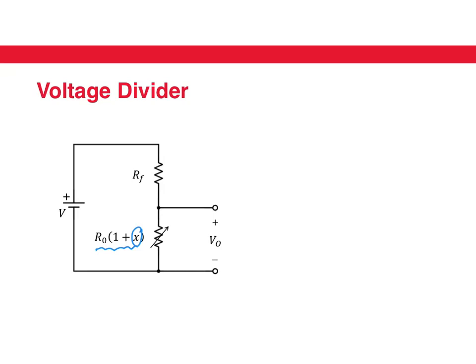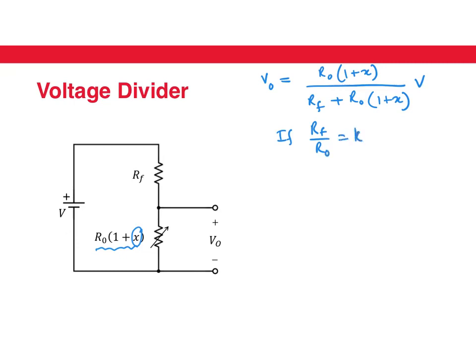Okay. So what is the output of this voltage divider? You can very easily see that V output is going to be R0 (1 plus X) divided by RF plus R0 (1 plus X), into V. Okay, and if we say RF over R0 is equal to K, we can rewrite this equation in this form.